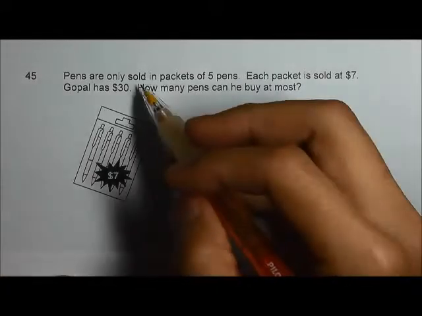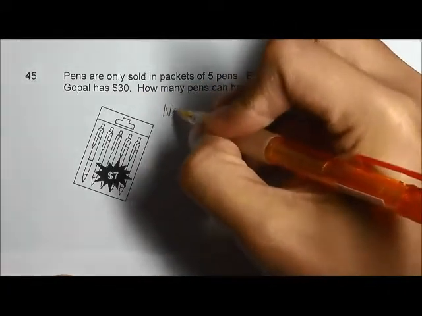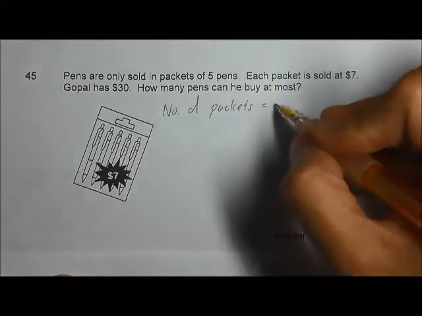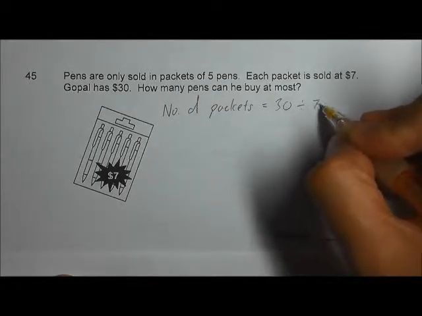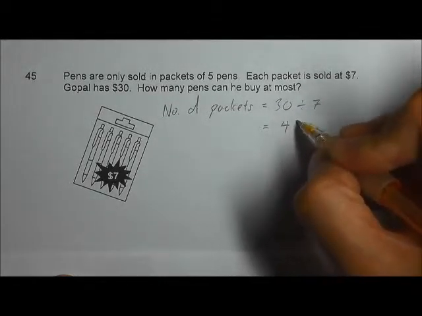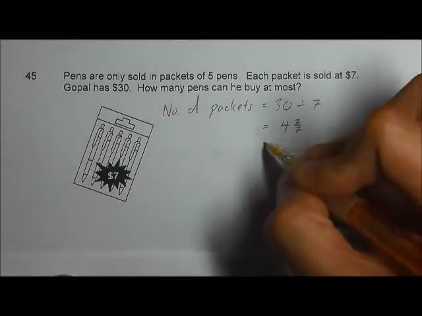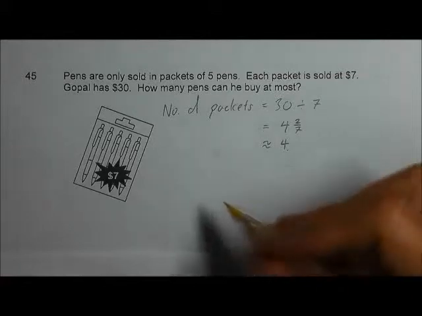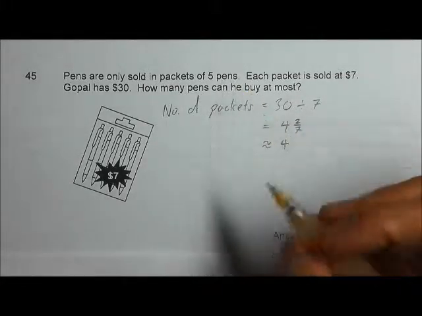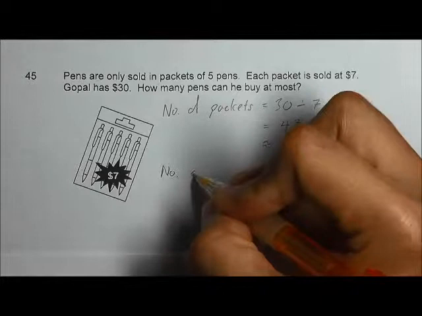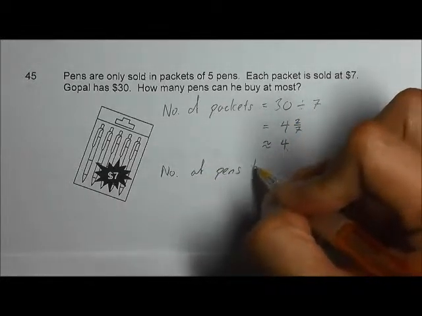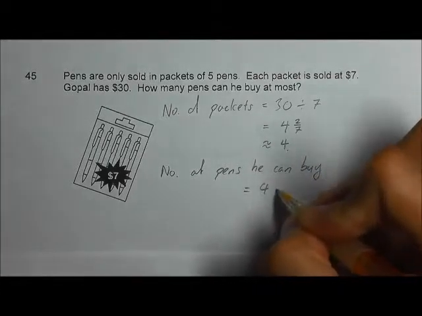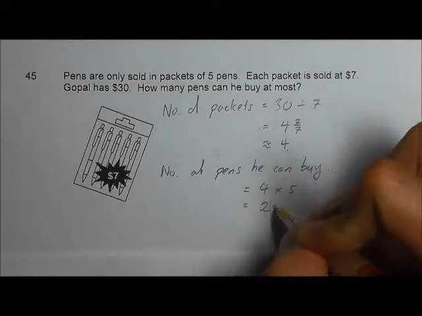Okay, Gopal has $30. So the number of packets that he can buy will be 30 divided by 7. That will give us 4 and 2 over 7. So he can buy a maximum of only 4 packets. Each packet has 5 pens. So the number of pens that he can afford will be 4 times 5, which is 20.